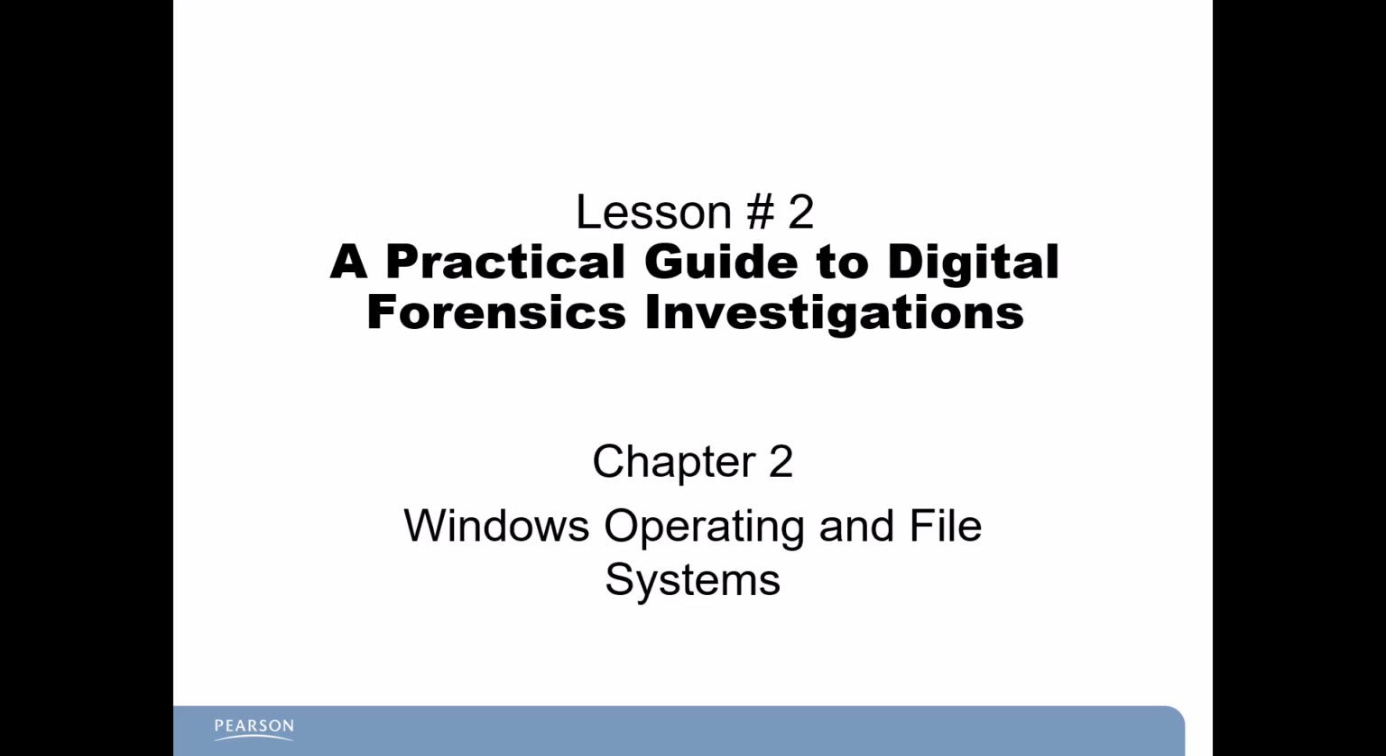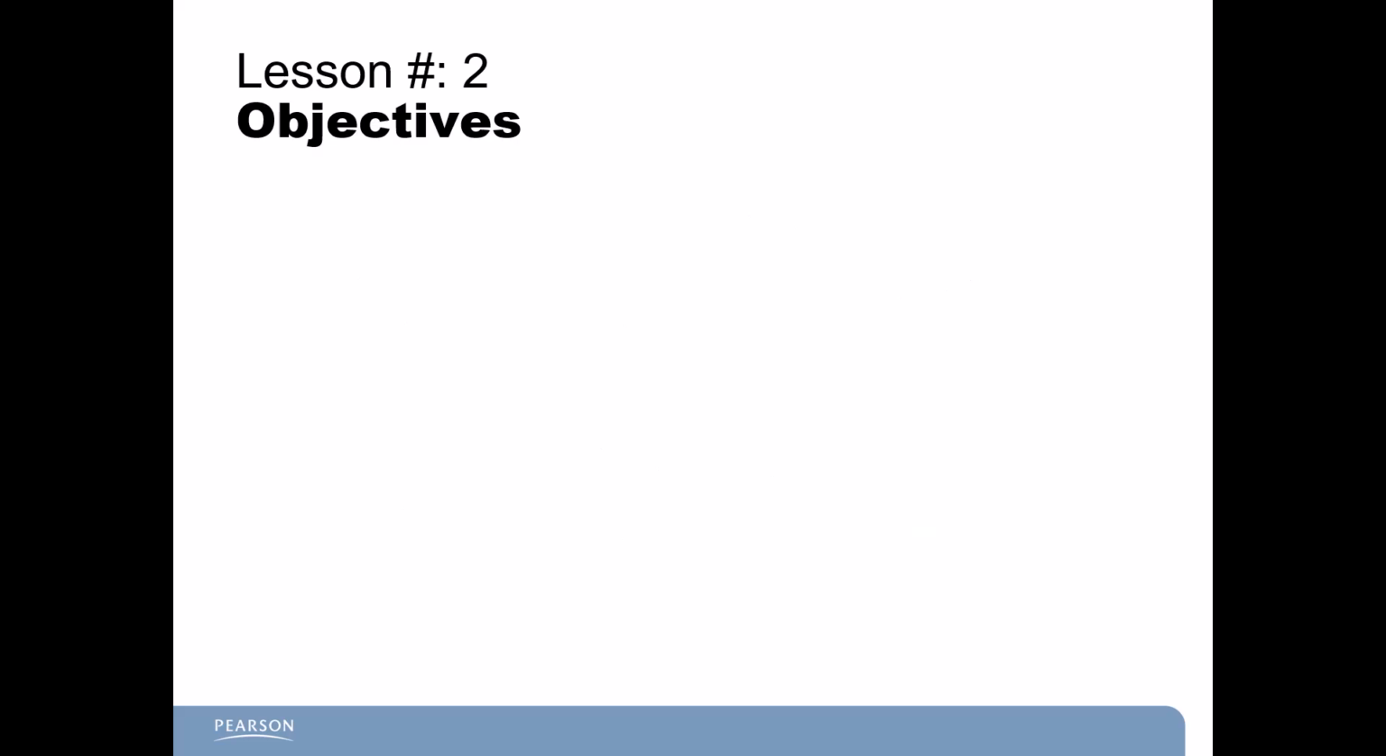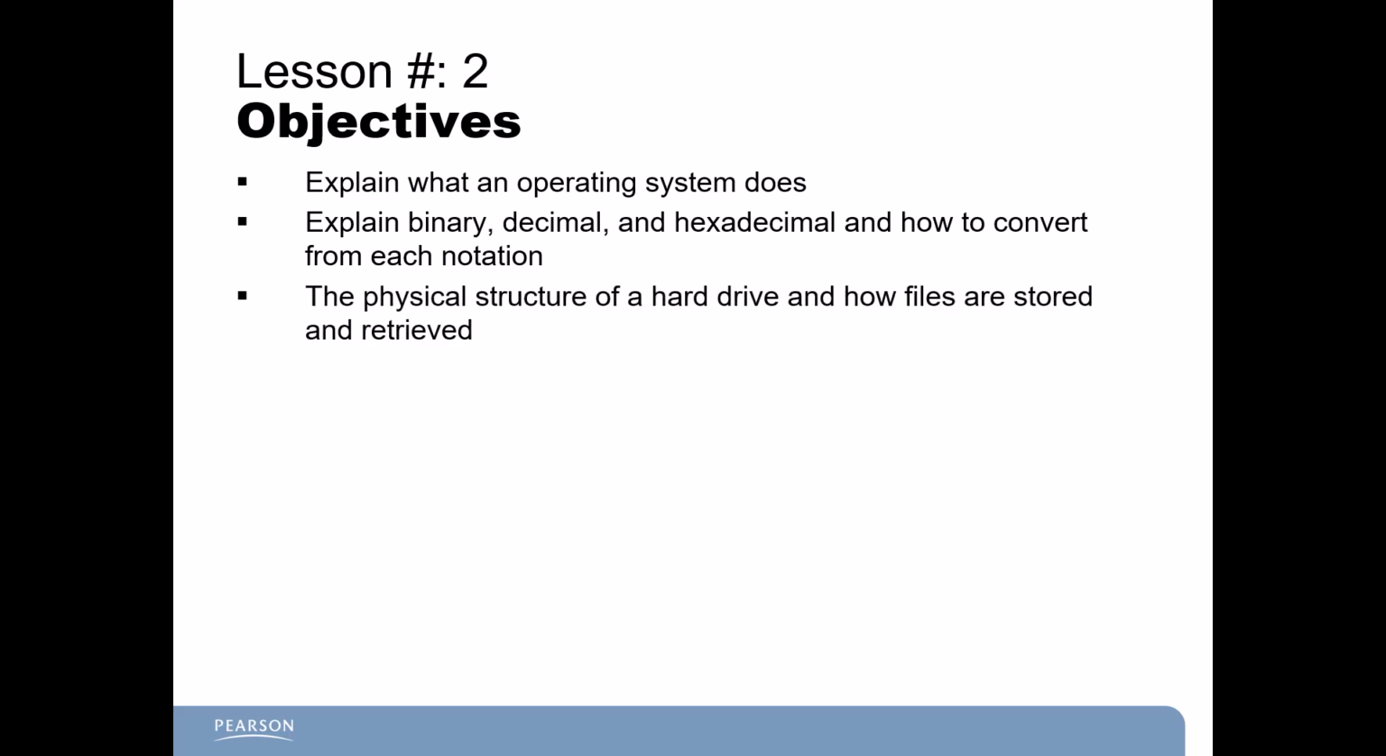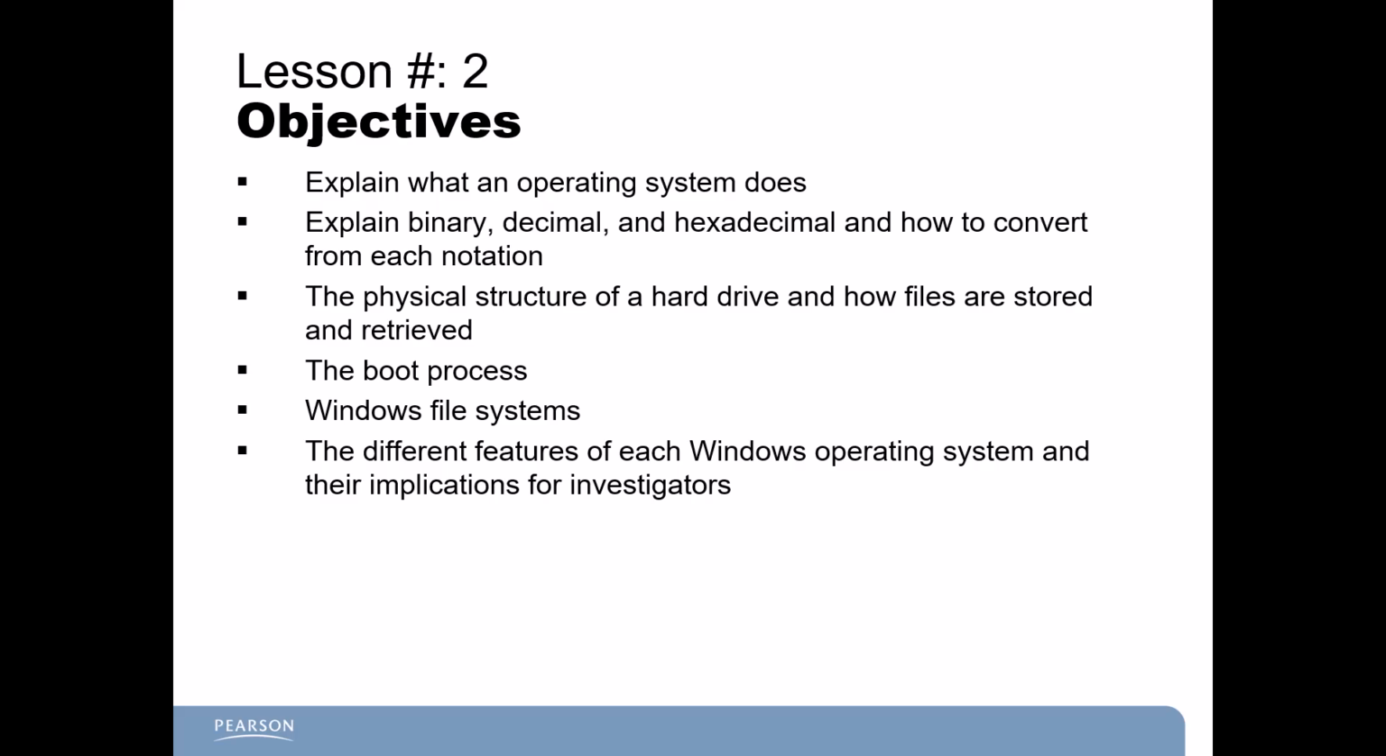Welcome to Chapter 2, the Windows Operating System and the File System. The objectives for this lesson are to explain what the OS does, explain binary, decimal, and other numbering systems and how to convert each of the notations. We're going to look at the physical structure of long-term storage, i.e. the hard drive, and how files are stored and retrieved. We're going to look at the boot process, the Windows file system structure, and the different features of each of the Windows operating systems and their implications for a digital forensics investigation at a very high level.